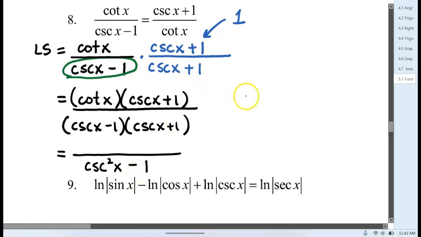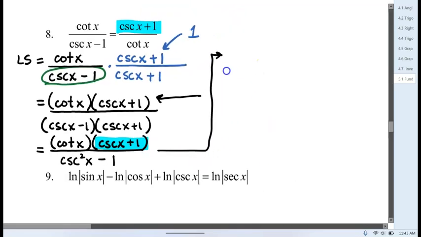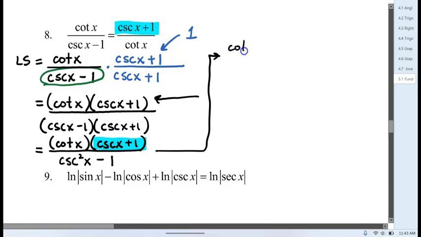I want to speak for a second on why I'm not going to distribute the cotangent in the numerator. I'm just going to leave the numerator as cotangent x times cosecant x plus 1. The reason is that this cosecant x plus 1 shows up right there, so I don't want to distribute that cotangent now. I want to preserve that because it's getting me closer to what I want to have on the right-hand side of this identity. So I'll just copy over what we have so far.